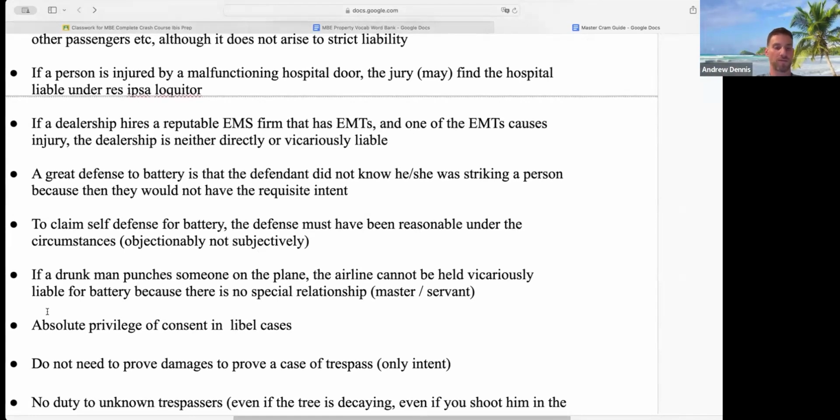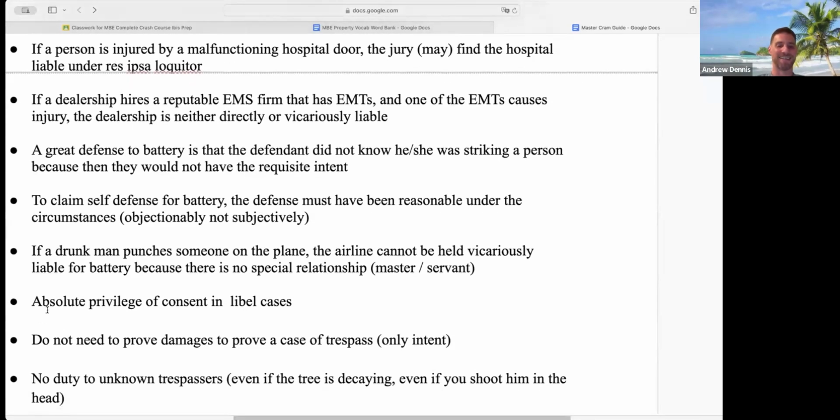So if a drunk man, and no one who sees me at the after party will be a drunk man, you will all be reasonably buzzed, punches someone on the plane, the airline cannot be held vicariously liable for battery because there's no special relationship like a master-servant.